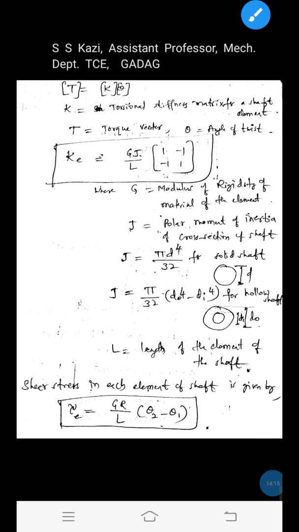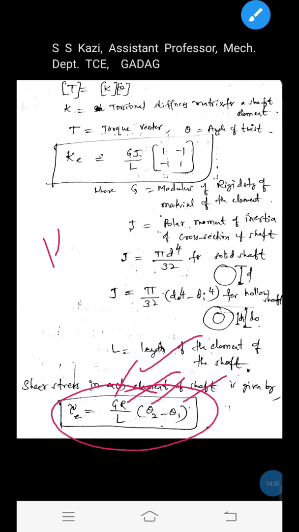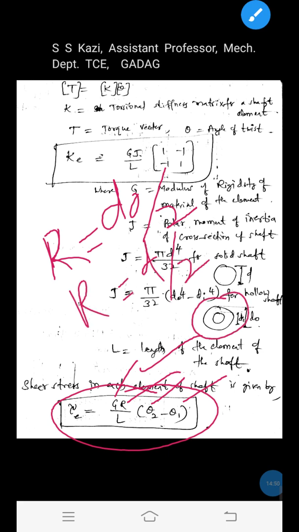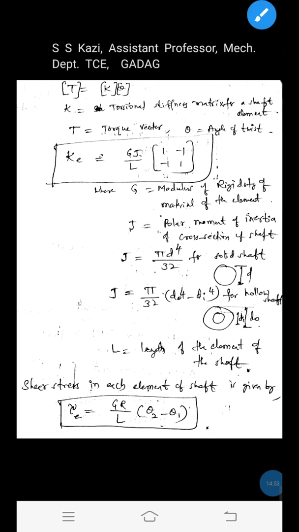Okay, and the shear stress in each element of the shaft can be calculated by using this formula, tau e is equal to G R by L into (theta 2 minus theta 1), that is, angle of twist of the final node minus angle of twist of the initial node, where G is the modulus of rigidity of the material of the shaft element and R is the distance from the neutral axis to the outermost fiber. What is that R? R can be written as d naught by 2 for the hollow shaft, and R is equal to d by 2 for the solid shaft. And L is the length of the shaft element.